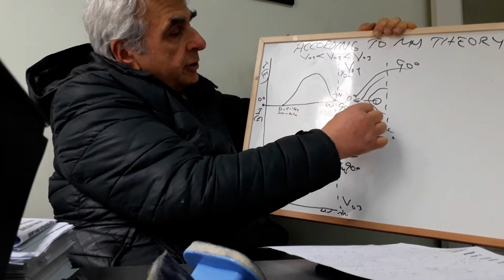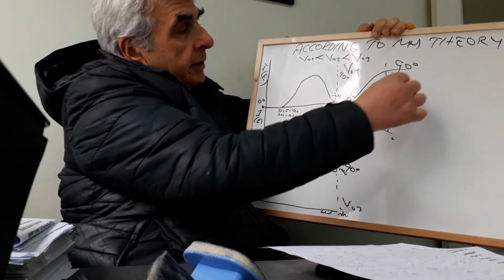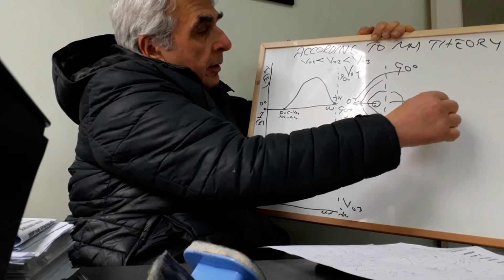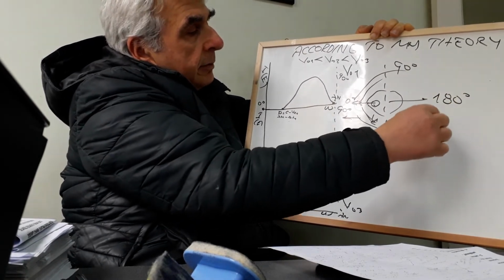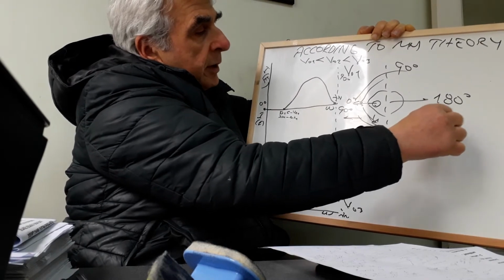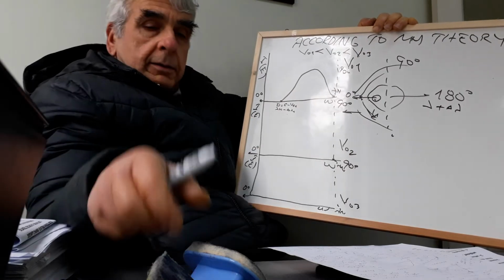Here, shorter wavelength and shortest wavelength. Here, 180°, lambda plus delta lambda. Okay.